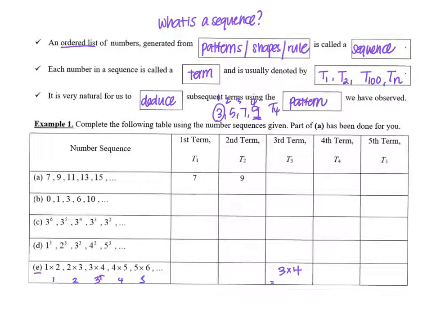For example, if I have sequence B, what's the first term? The first term will be 0. And what's the fourth term? 1, 2, 3, 4, 6. Now take a little bit of time and fill up the whole table on your own.